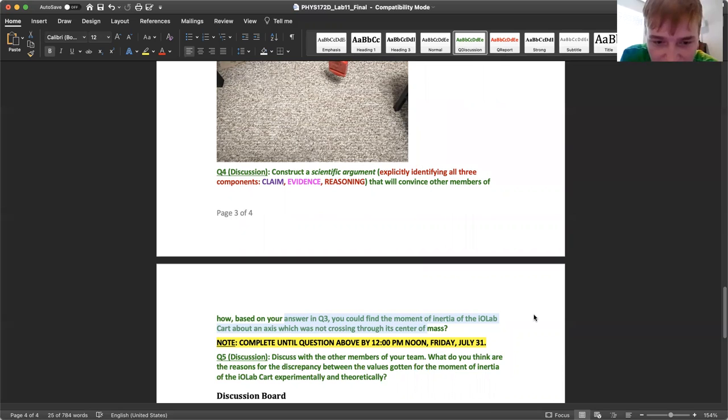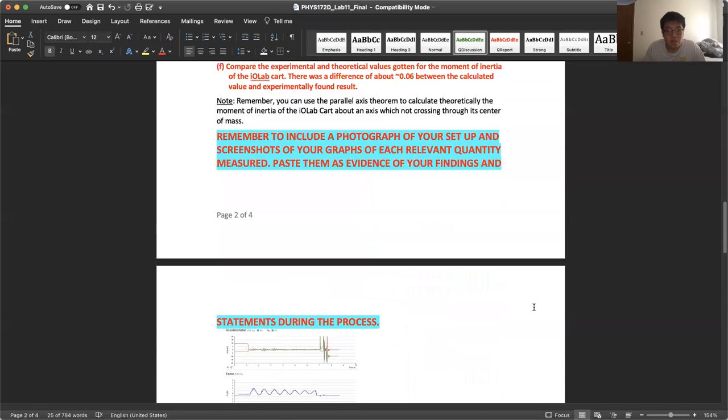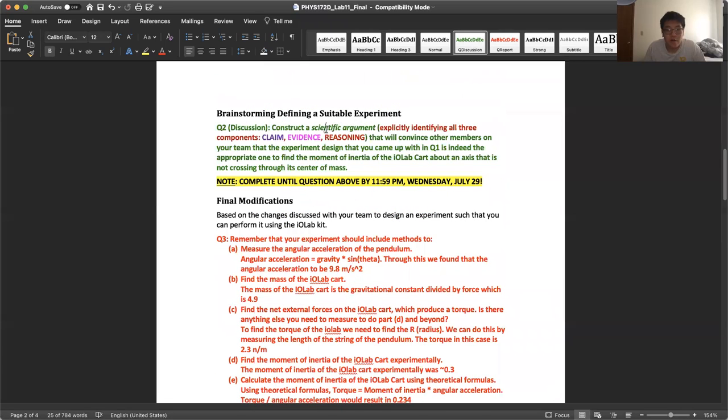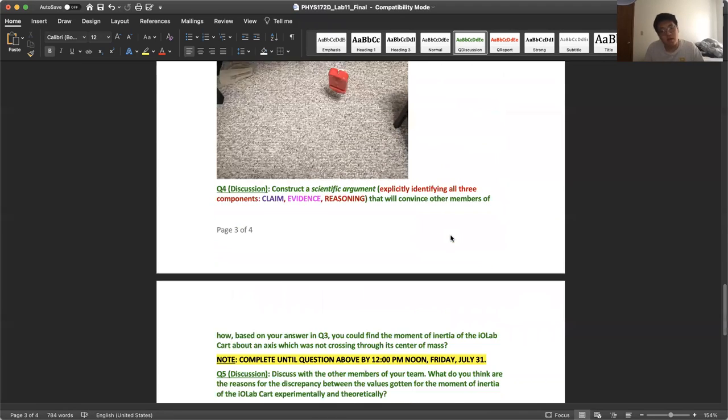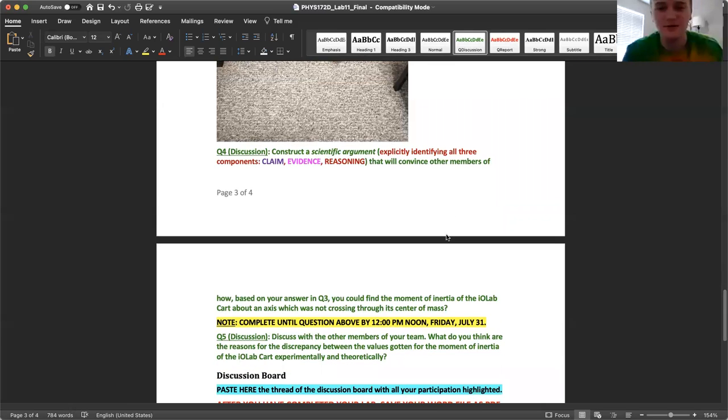You could find... Well, what's Q3 ask for? It literally says construct a scientific argument. What's question 3? Is it just the things with the experiment? I guess so. Oh, well then, yeah, you just use the experimental factors like the torque and the acceleration and all that.